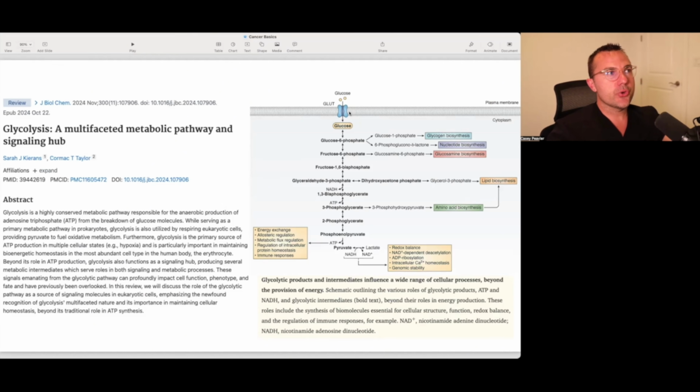And let's take a look at this graphic that's associated with this paper. So we have glucose, we have the 10 steps, we have the things we looked at in that first couple of slides, but we looked at it only from an energetic perspective.